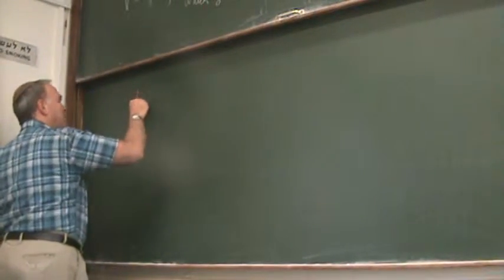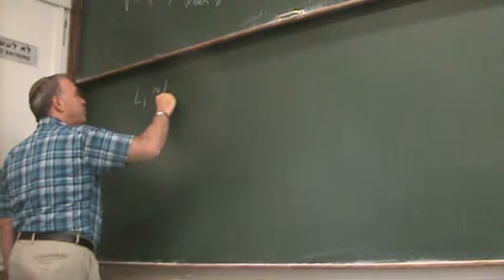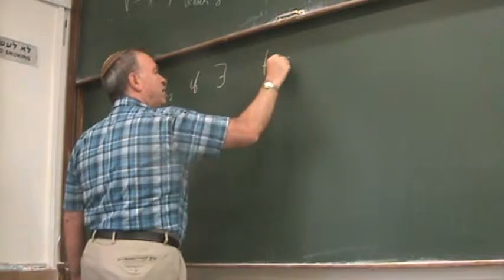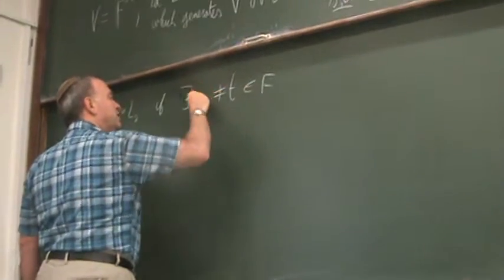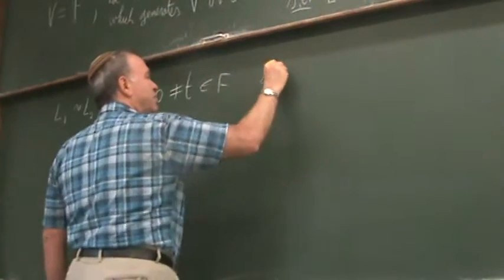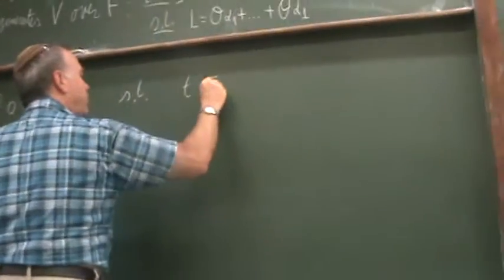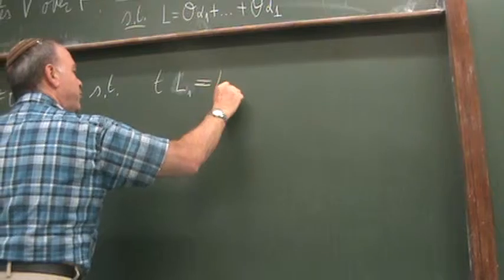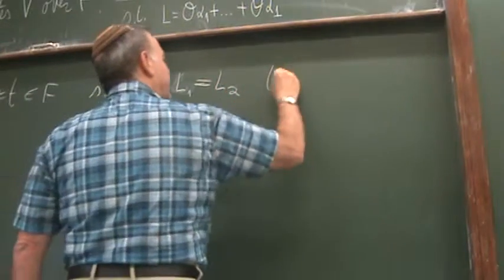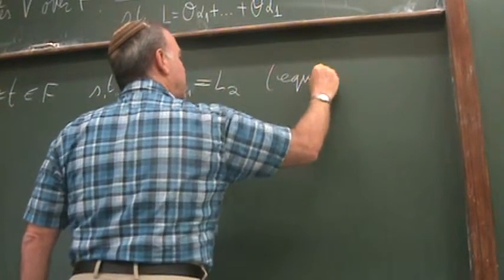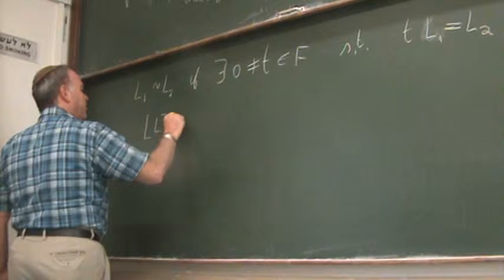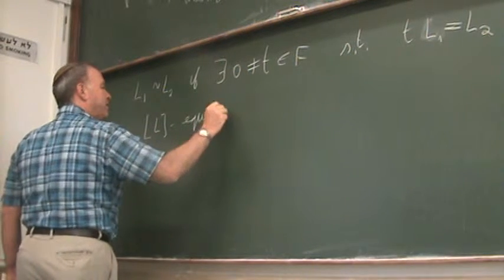Now, we say that L1 is equivalent to L2 if there exists some t in F which is non-zero, such that t L1 is equal to L2, and this is an equivalence relation, that's easy to see. You can go back and it's transitive, and these are the equivalence classes.